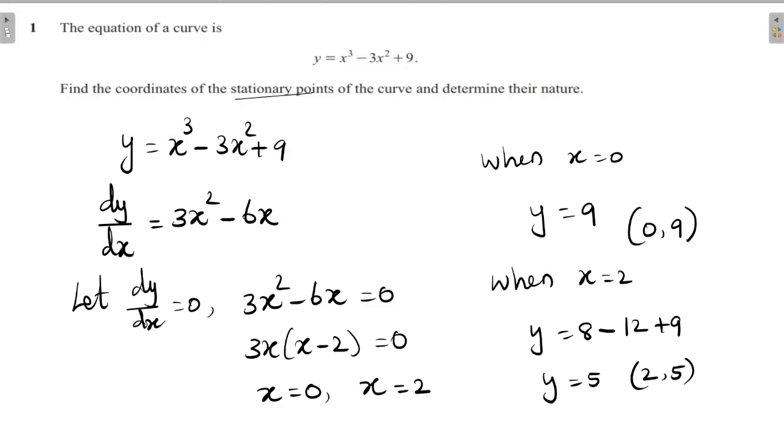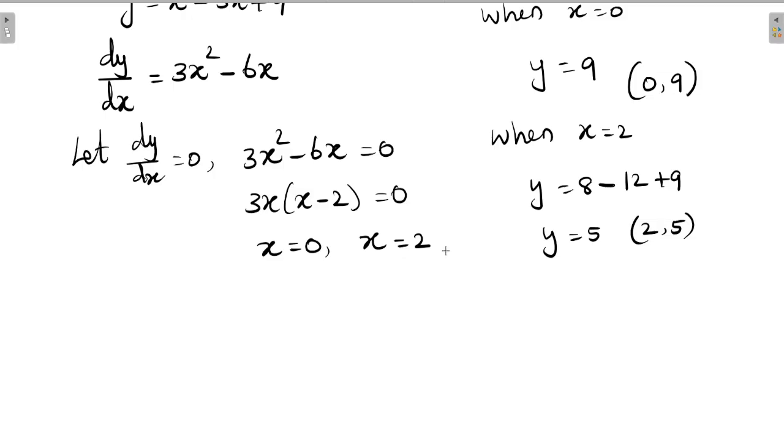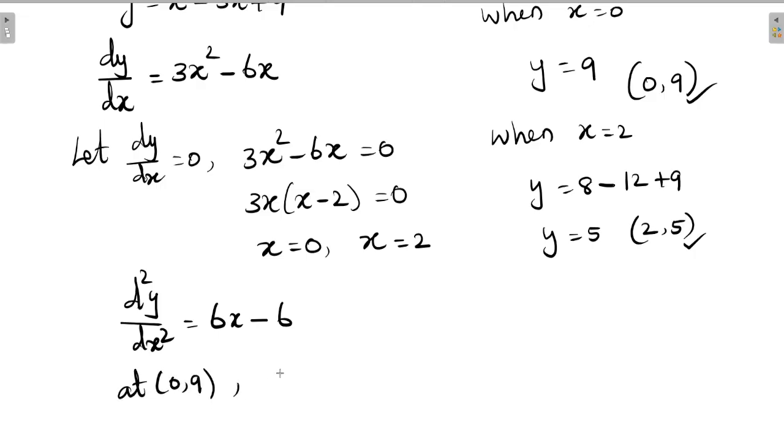Let's find out the nature of these points, whether each is a maximum or minimum. Let's find d square y by dx square. The second derivative of the given curve is 6x minus 6. What is the value at the two stationary points? d square y by dx square at the point (0, 9) is 6 times 0 minus 6, which is equal to minus 6.